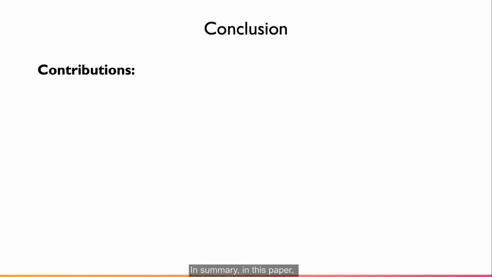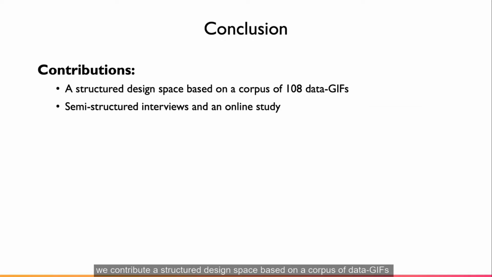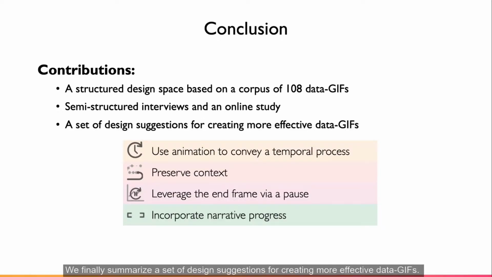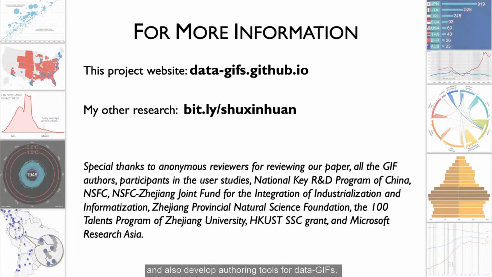In summary, in this paper, we contribute a structured design space based on a corpus of data GIFs and conduct user studies. We finally summarize a set of design suggestions for creating more effective data GIFs. Future work can generalize our results on larger studies with controlled data GIFs, explore other metrics beyond understandability, and also develop authoring tools for data GIFs.